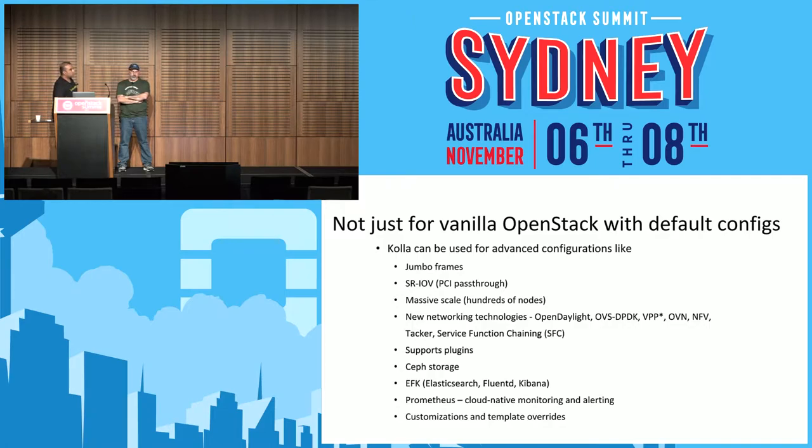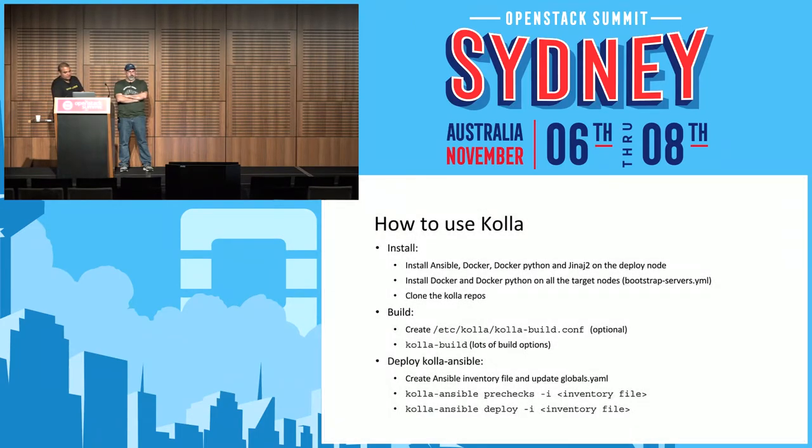It supports plugins for Horizon. It supports plugins for Neutron as well, but we haven't gated Neutron plugins. It supports Ceph storage, Elasticsearch, Fluentd, Kibana for logging, Prometheus for cloud native monitoring and alerting, and also supports customization and template overrides if the user wants non-default configs.